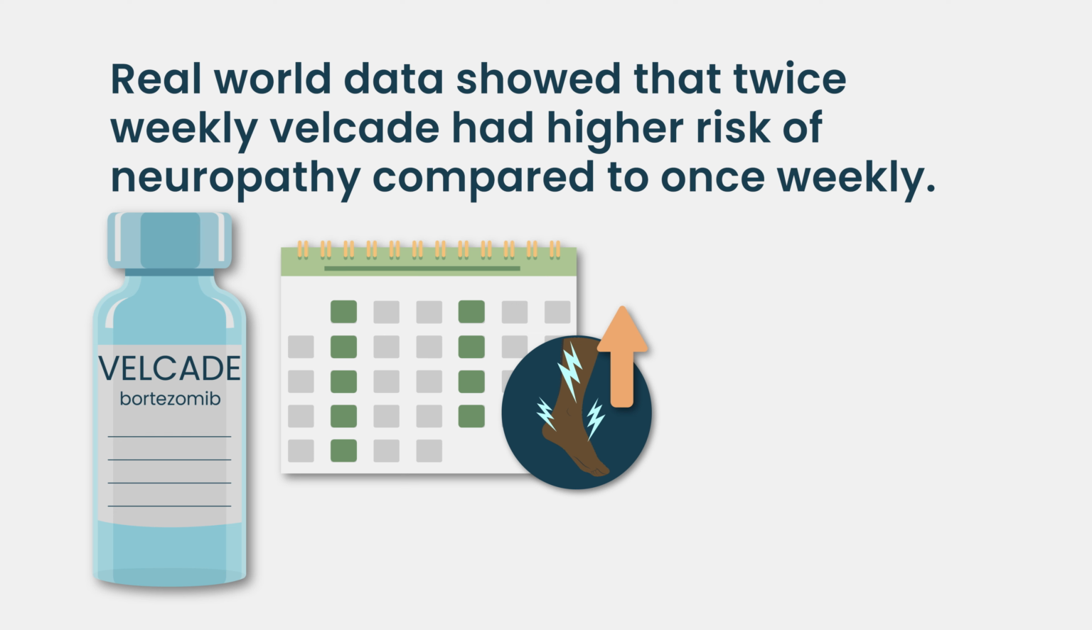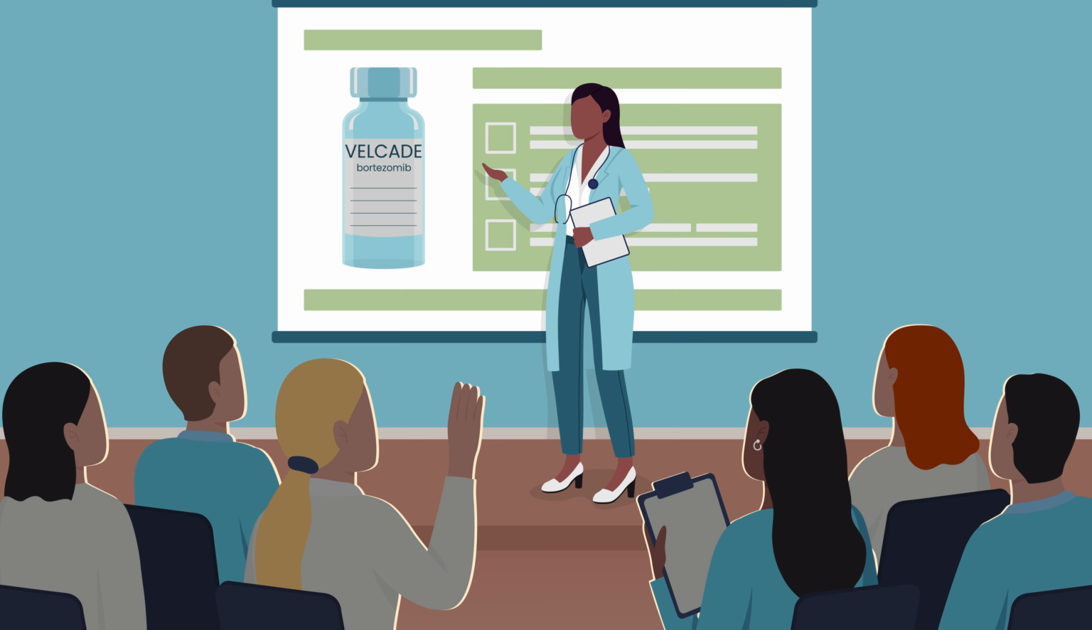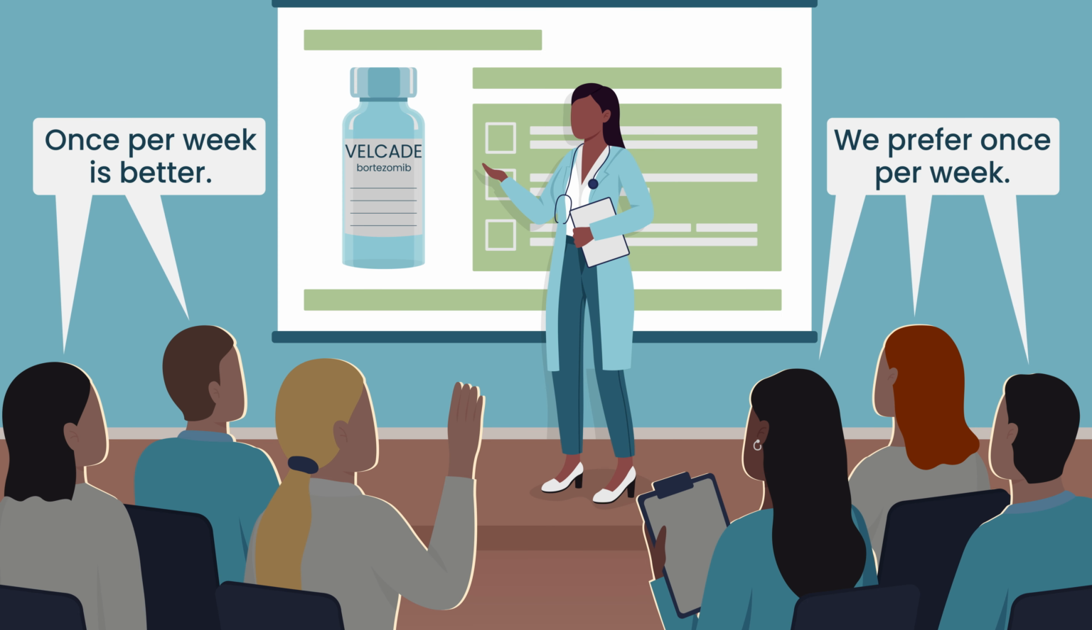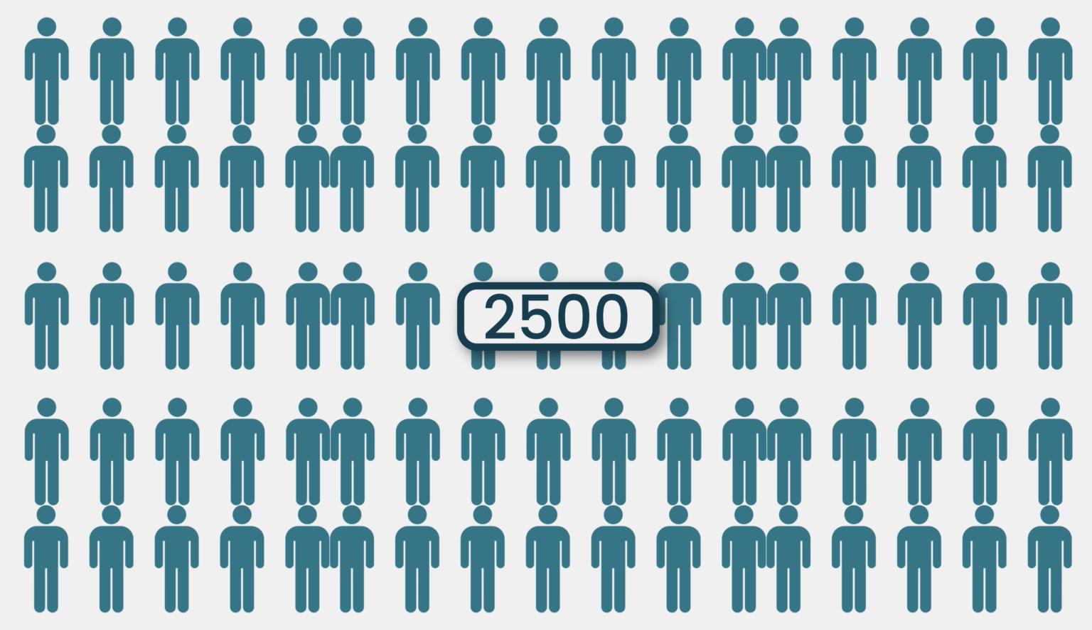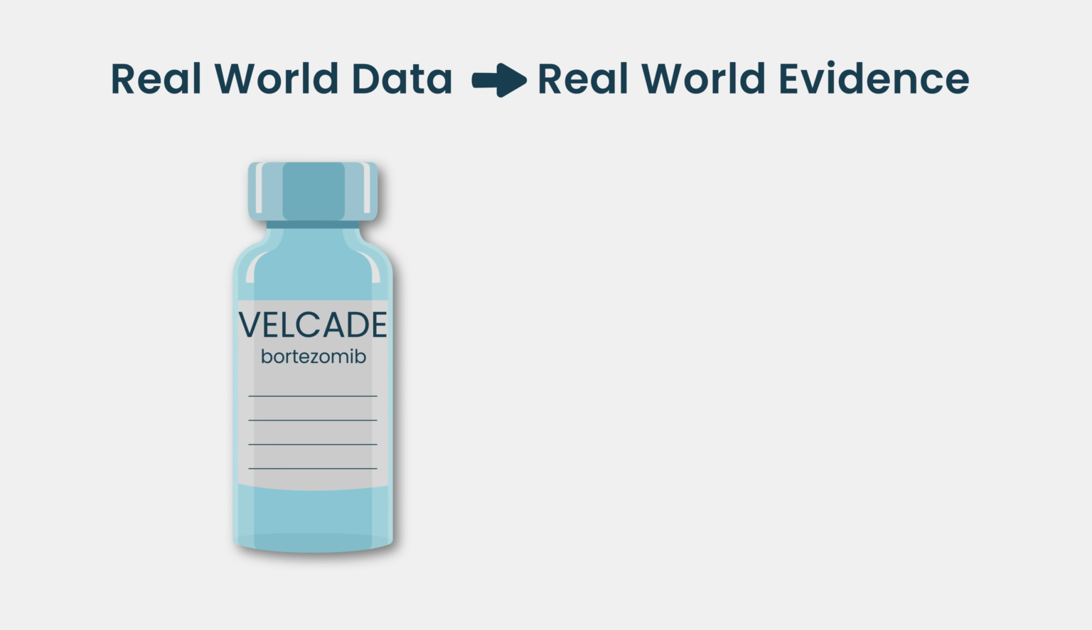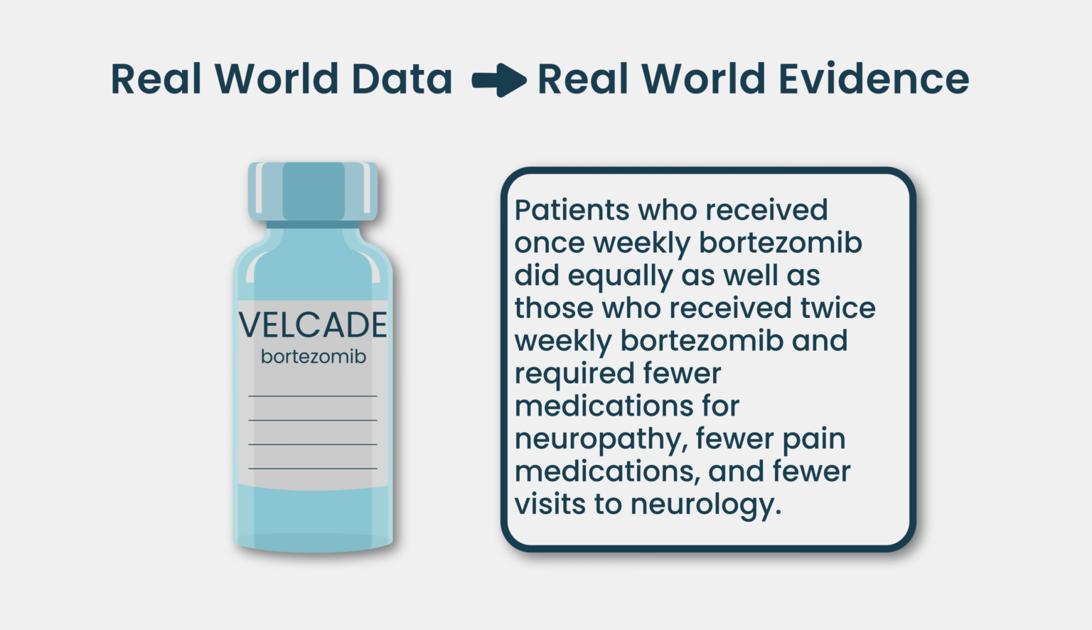a higher risk of tingling in the fingers and toes that can be quite painful, quite detrimental to quality of life, compared to once-weekly bortezomib. So myself and my colleague, Dr. Gurbaksh Kaur from UT Southwestern, have really been working on this using real-world data in 2 forms. One, we surveyed physicians about how they dose bortezomib and what they see is happening, and physicians overwhelmingly prefer once per week bortezomib. And then we used real-world data from a health source called Flatiron that looked at over 2,500 patients. There we found that patients who received once-weekly bortezomib did equally as well as twice-weekly bortezomib and required fewer medications for neuropathy, fewer pain medications, fewer visits to neurology, and so forth.